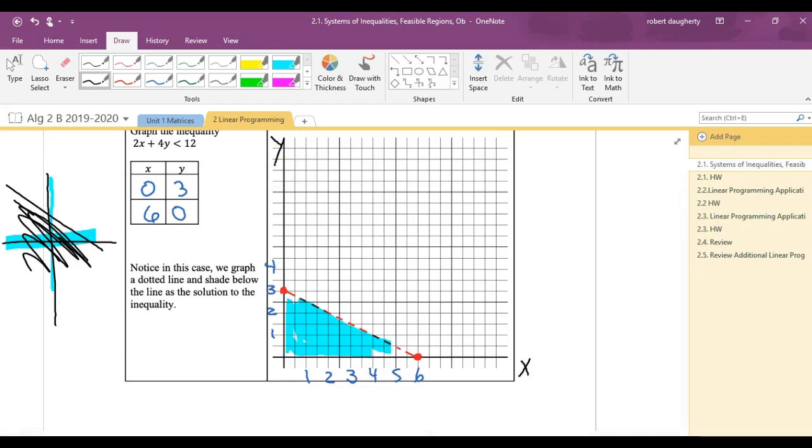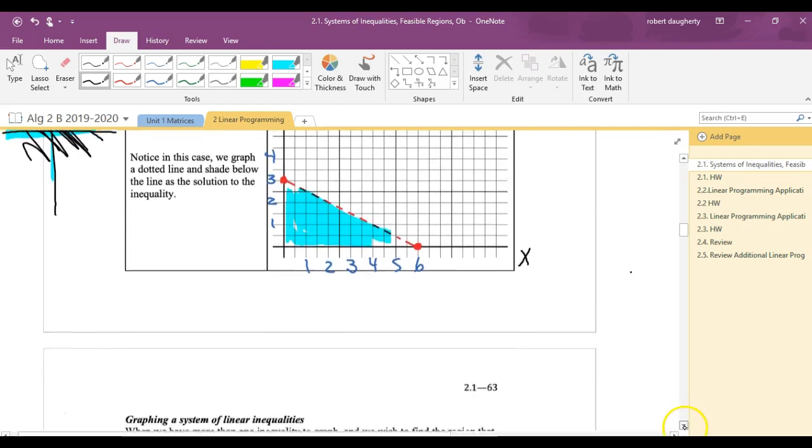Okay, so here, graphing a line, that's a skill you got to have. Knowing whether it's dotted or solid, knowing whether you shade above or below. These are skills that need to be in place before we get to any of the word problems.